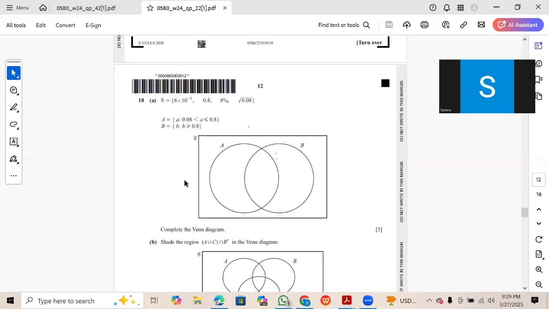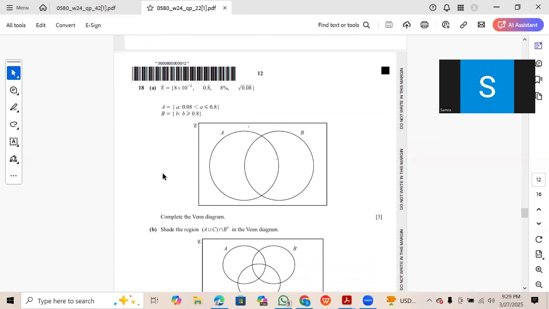Okay, so this is a Venn diagram question. Here our first part is, okay, now we will solve this one. I think Venn diagrams are not clear. So this set is equal to 8 into 10 power minus 1, 0.8, and here 8 is recurring, which means repeating, and the 8 is repeated here in this decimal number. Next is 8%, and the last one is the square root of 0.08.